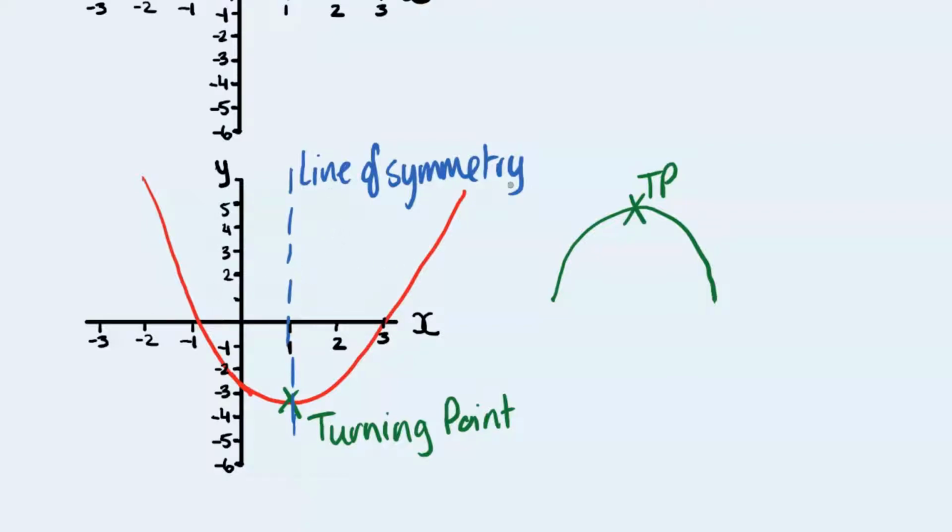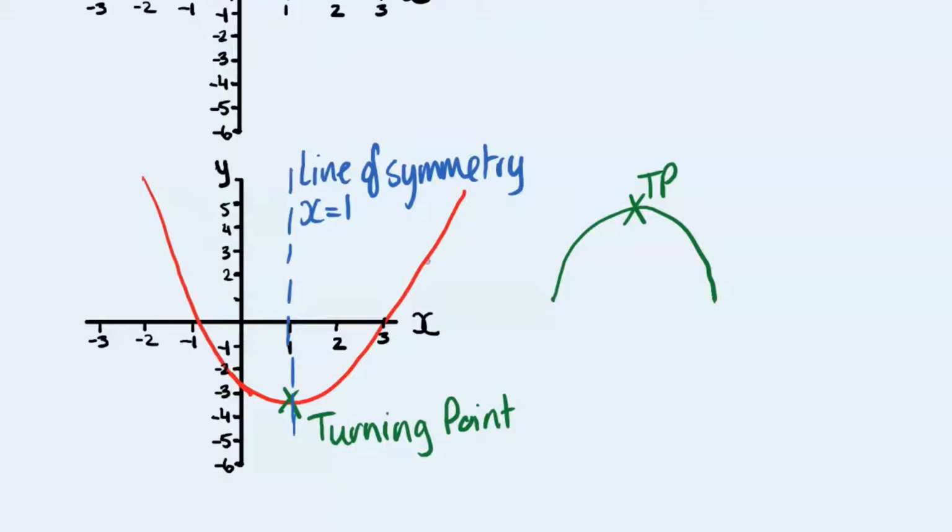So you'll notice that the line of symmetry obviously happens in the centre and it occurs at the x coordinate of the turning point. Okay, so if you know the turning point, then you can find the line of symmetry, alright? So in this case, the equation of the line of symmetry will simply be x is equal to 1. Okay, so you'll notice it crosses at 1.